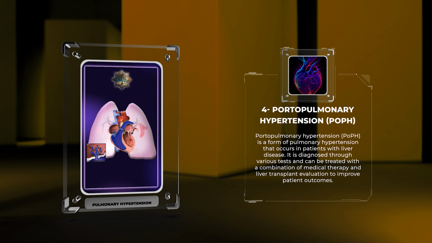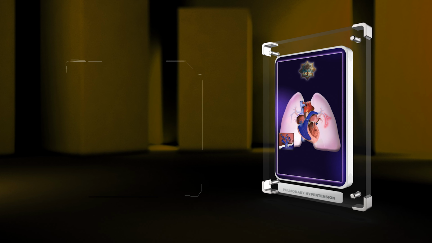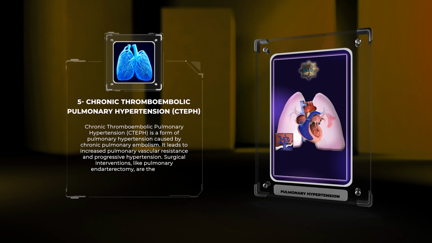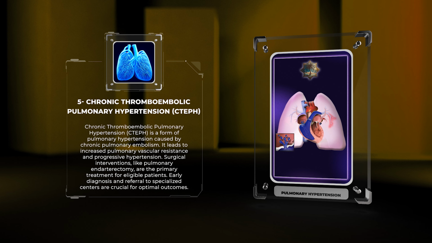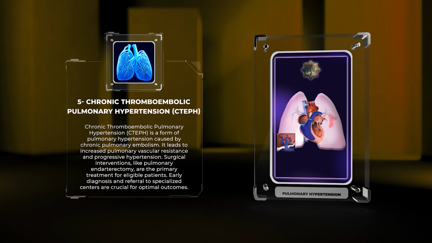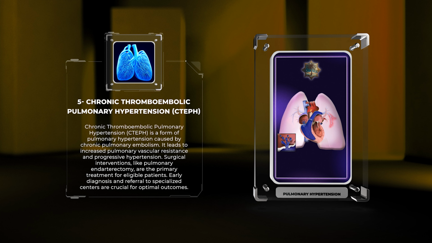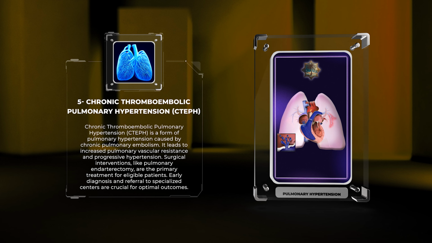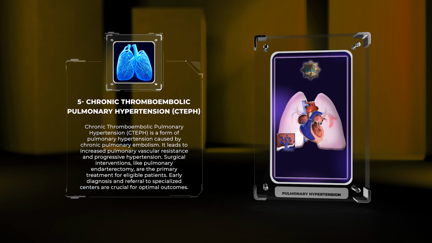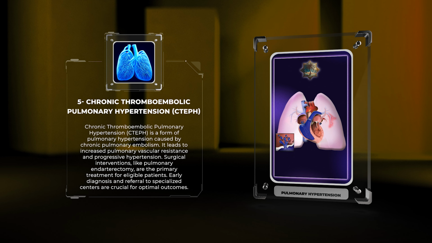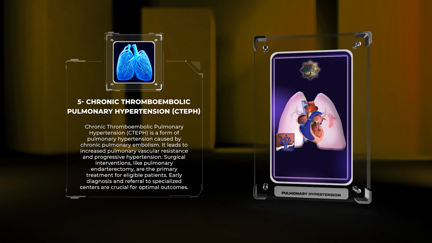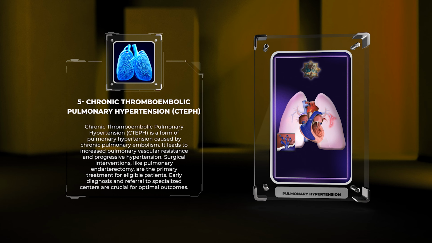to improve patient outcomes. Chronic thromboembolic pulmonary hypertension, CTEPH, is a form of pulmonary hypertension caused by chronic pulmonary embolism. It leads to increased pulmonary vascular resistance and progressive hypertension. Surgical interventions, like pulmonary endarterectomy, are the primary treatment for eligible patients. Early diagnosis and referral to specialized centers are crucial for optimal outcomes.